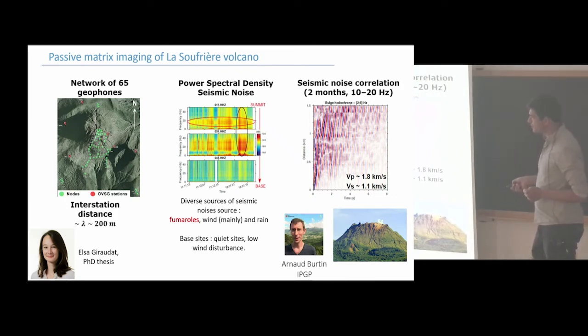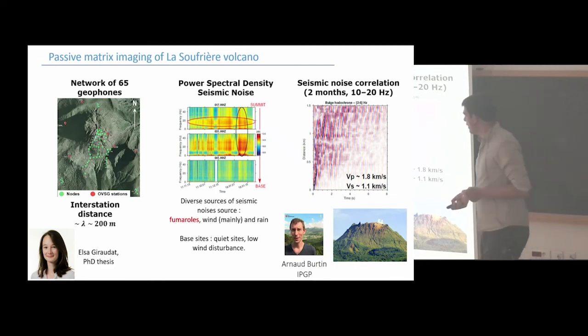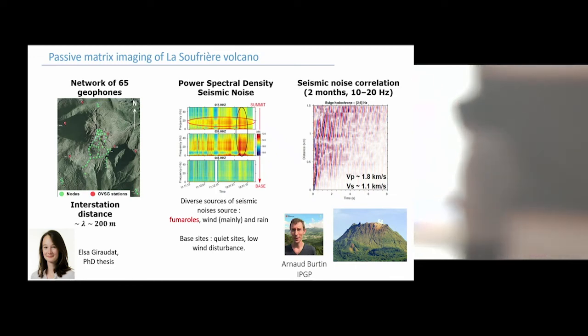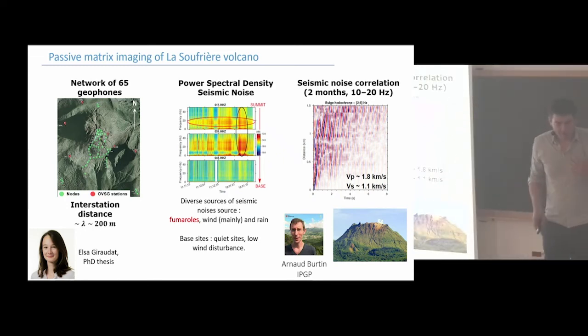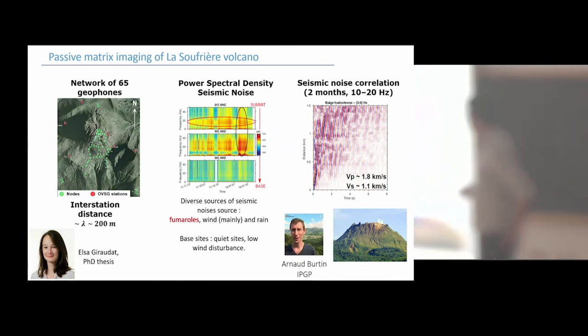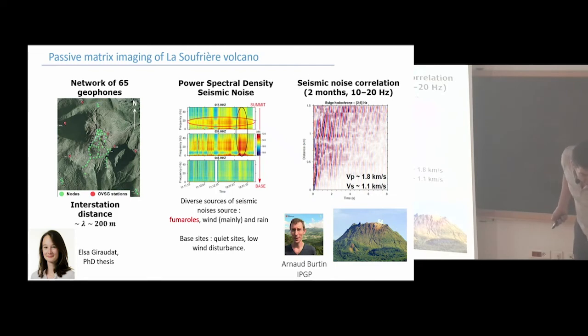The interstation distance here is 200 meters. We are working still in this frequency bandwidth. So you see here we are not really checking rigorously the Nyquist criterion, but it still works. This is the power spectral density of the seismic noise. You have different sources of seismic noise, but in the frequency bandwidth that we are looking at, it's mostly due to fumaroles taking place in the volcano.